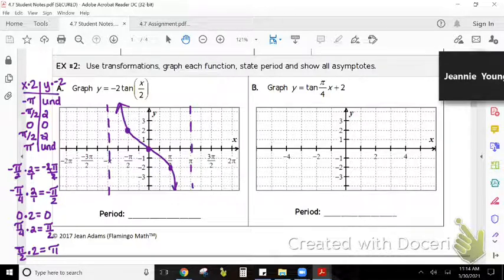All right, and it asks us, what is our period? So we have two ways to do this. They gave us an equation, so we can use a formula. We know that our period for tangent and cotangent, remember, is pi over b. And so for this case, what is my b?